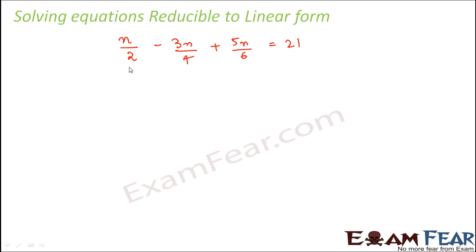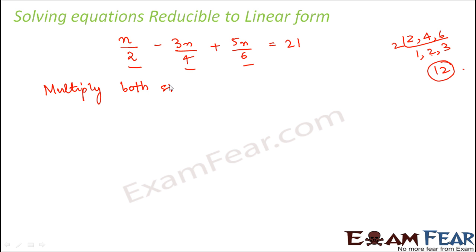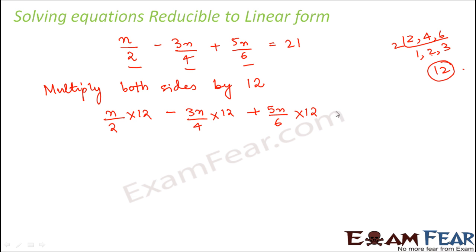In that case, we have to find out the LCM of the denominators. So here the denominators are 2, 4, 6. This is how we find out the LCM, and the LCM comes out to be 12. 2 2s are 4, 4 3s are 12. Now multiply both sides by 12. So this would be n by 2 into 12 minus 3n by 4 into 12 plus 5n by 6 into 12 is equal to 21 into 12.